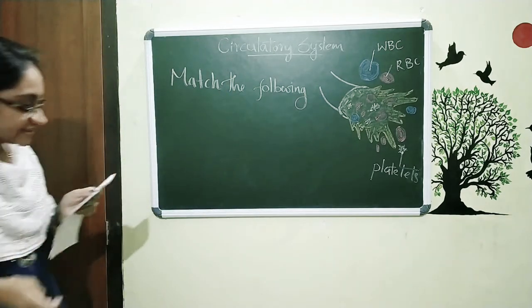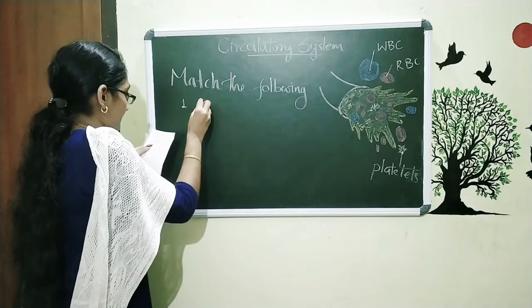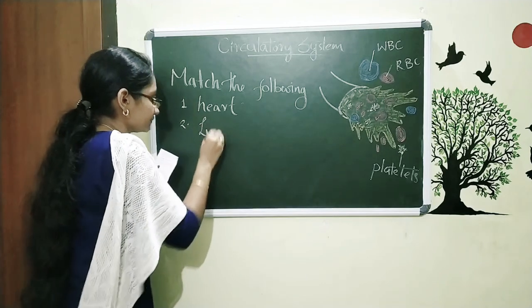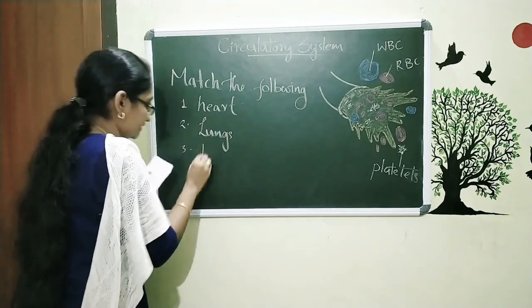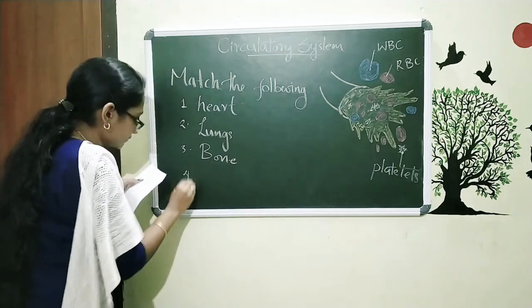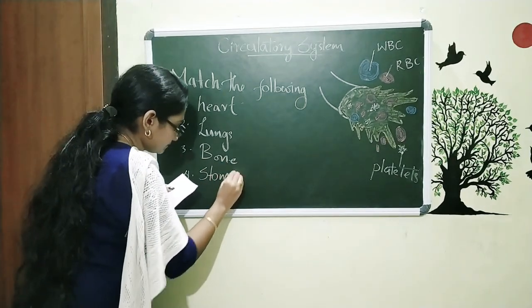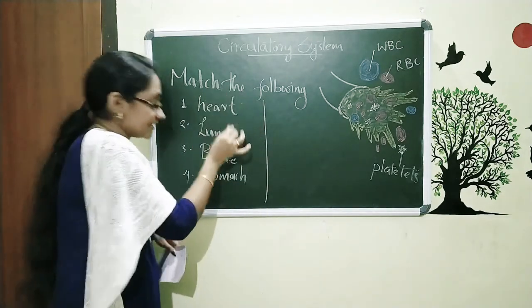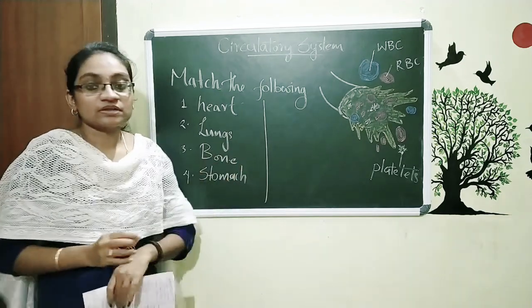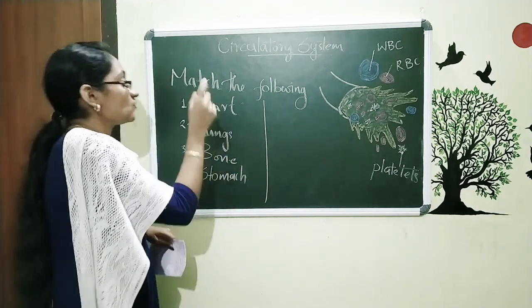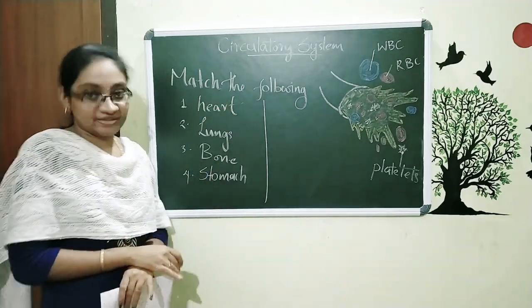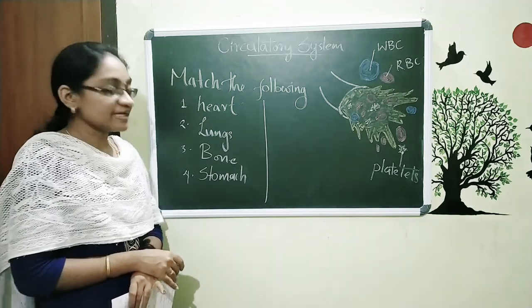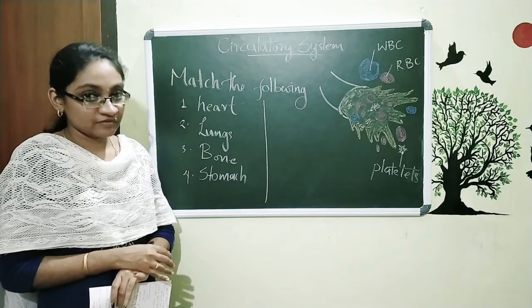Match the following, and there you can see heart, lungs, bone, and the fourth one is stomach. So there you can see a table that includes heart, lungs, bone and stomach. Now you have to match the function of these parts. Please pause the video and do this. After that, please rejoin the video and we will discuss the answers.